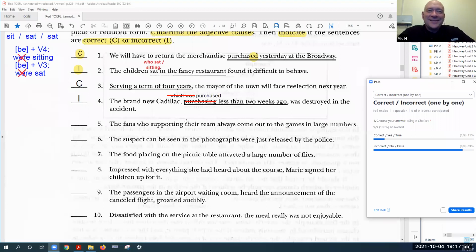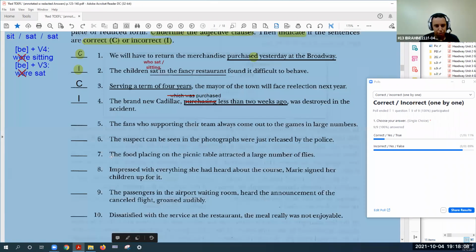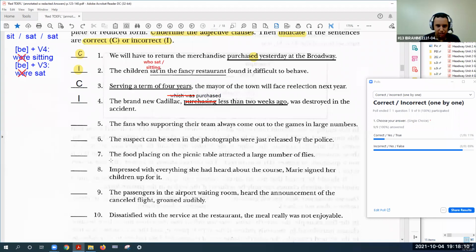So let's take a look here. What do you think, Ibrahim? Can you find any? Where's the adjective clause, first of all? The adjective clause is who's supporting their team. Very good. Okay, who's supporting their team? Is that correct? Who supporting? We must move the connector. Yes. If we make it, you can make it a full clause.